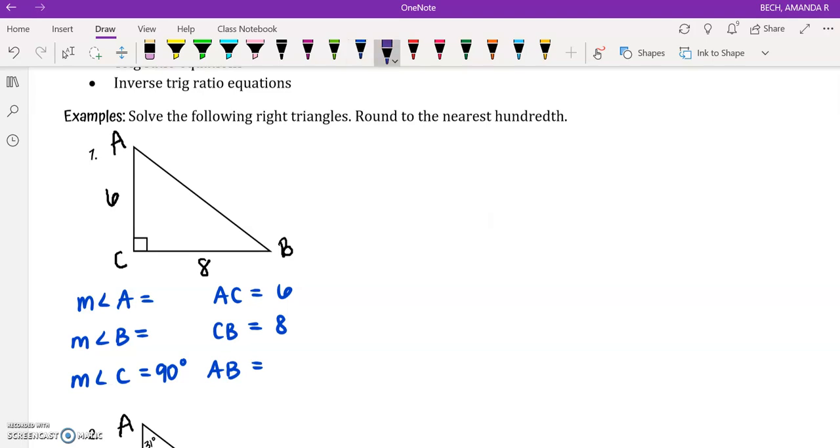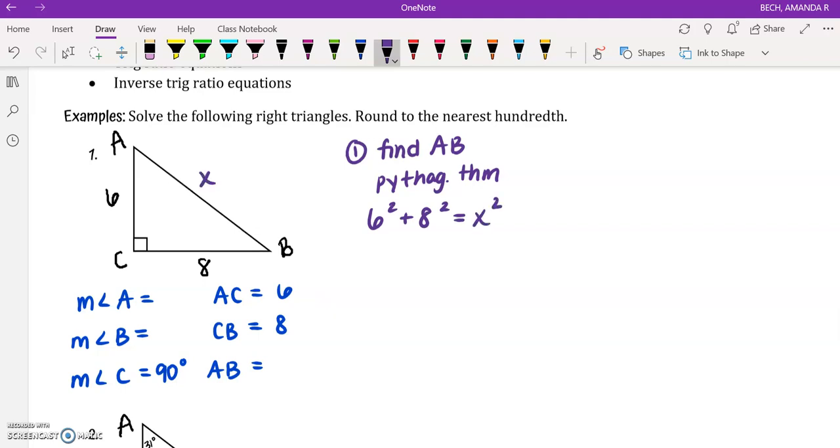The first thing that we'll do is find the side length of AB, and we're going to use Pythagorean theorem for that. So 6 squared plus 8 squared equals, we'll just call it x squared. That's what we're looking for inside AB. This is actually a Pythagorean triple, so a little bit of a shortcut. I know that x is going to be equal to 10. X was AB, so we'll put in a 10 here.